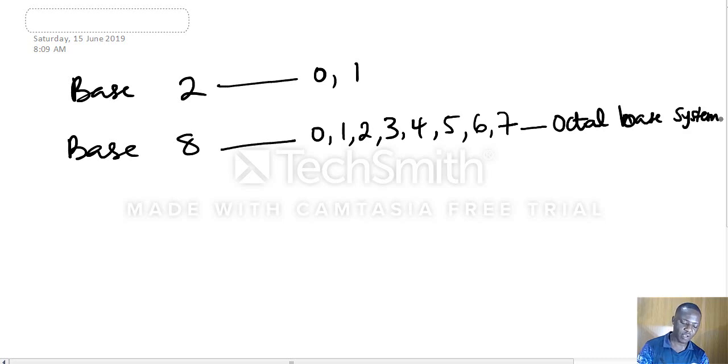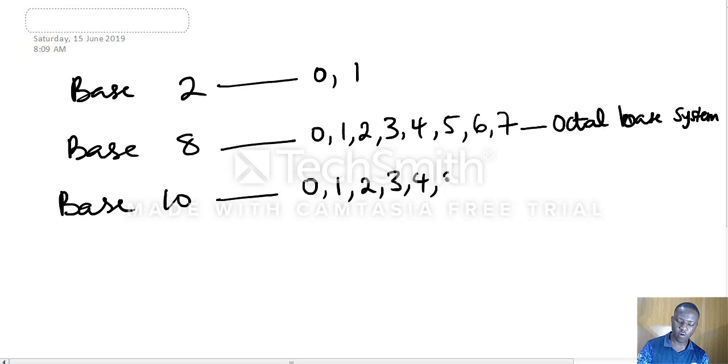We also have the base 10. The base 10 system is the base system used by we humans, and is made up of 10 digits, which are 0, 1, 2, 3, 4, 5, 6, 7, 8, and 9, and it's also said to be the decimal base system.